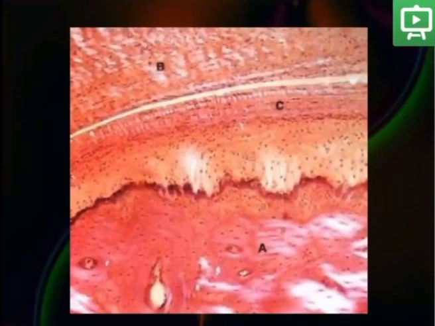Here, A is the head of an adult condyle, B is the articular disc, the lower part of the articular disc, and C is the fibrous articular layer. You see in B and C the crimped collagen.